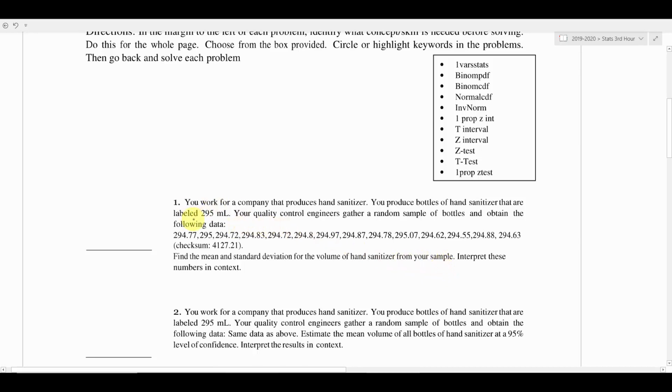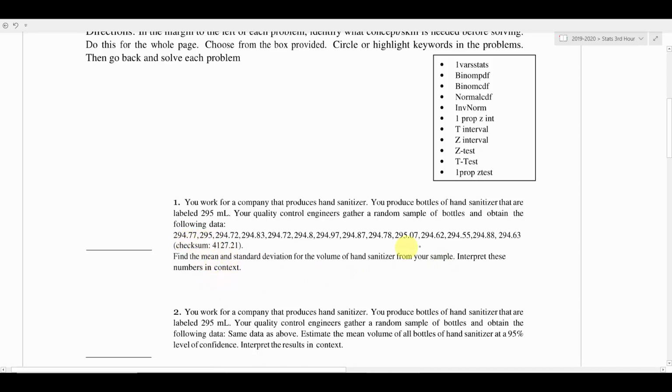Okay, so let's read this one carefully. It says, you work for a company that produces hand sanitizer. It says you produce bottles of hand sanitizer that are labeled 295 milliliters. Your quality control engineers gather a random sample of bottles and obtain the following data. So we've got some data here. And they want you to find the mean and the standard deviation for the volume of hand sanitizer from your sample and interpret these numbers in context.